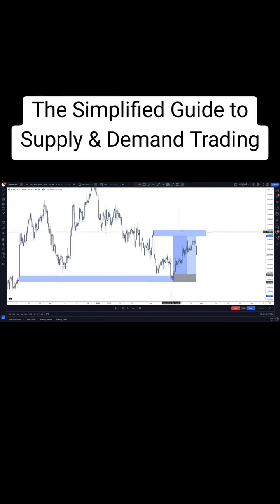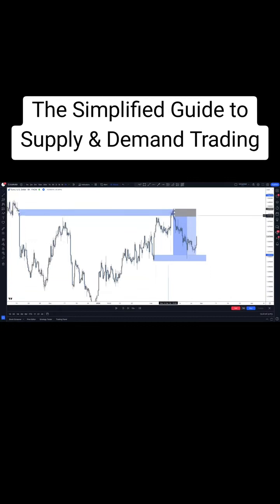And as you can see, after reacting from this supply, we did have quite a large bearish move. So it's often a good idea to use supply zones as targets for buys when you're buying from demand. And on the flip side, if you're using supply to sell the market, demand zones can be a very good place to target to get out of your trade safely before market reversals.